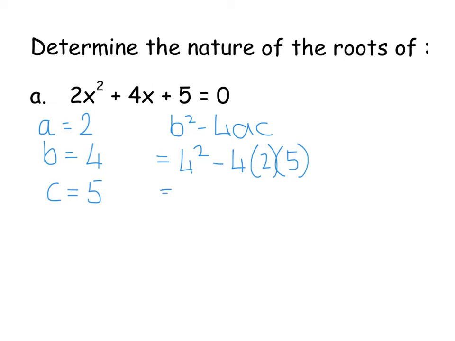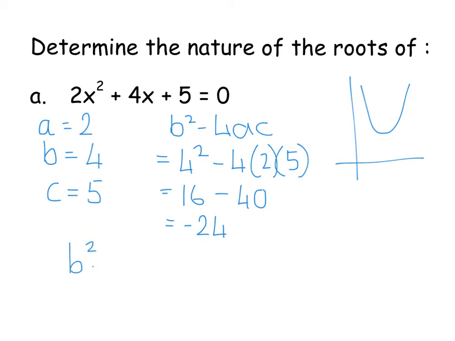And again, I put in brackets. You could write multiplication signs in there if you wanted to. So let's work this out. 4 squared is 16. 4 times 2 times 5 is 40. 16 take away 40 is negative 24. So we've got a negative value. Negative was the one where it looked like that and there was no real roots at all. So our conclusion is b squared minus 4ac is less than 0, so no real roots.